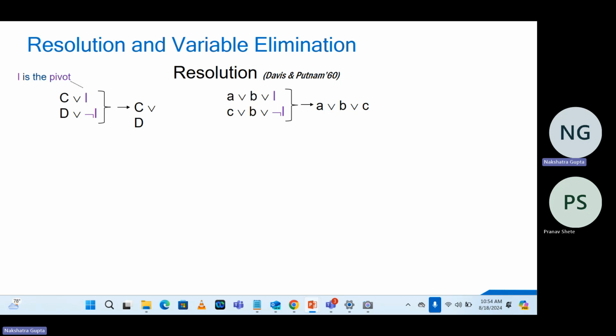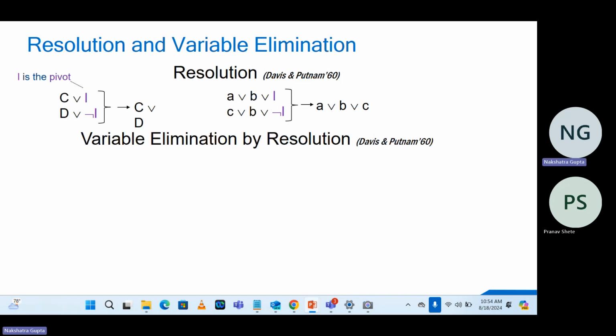And this is just an instantiation of resolution on L. So you have A or B or L, C or B or not L, and you just get A or C or B. This derived clause, you can add to your formula and it stays equisatisfiable, correct? Now, we can also eliminate variables by resolution.